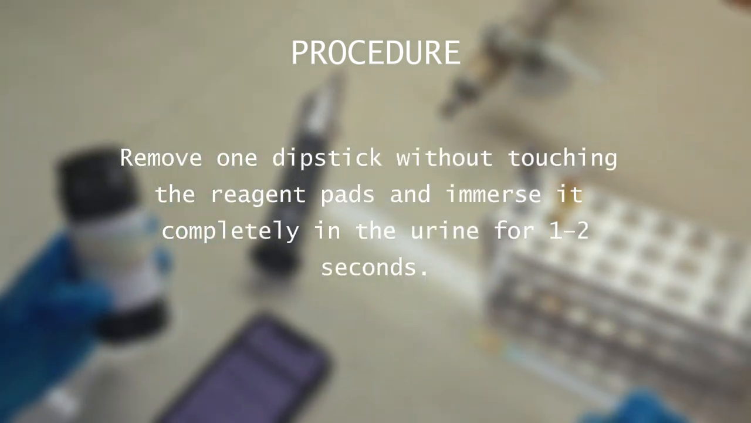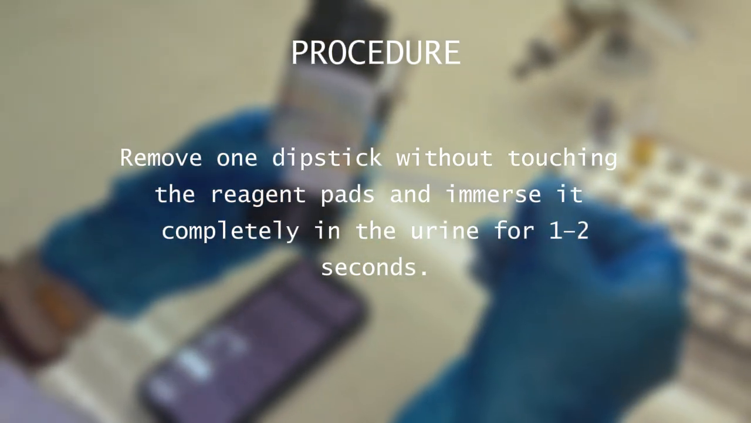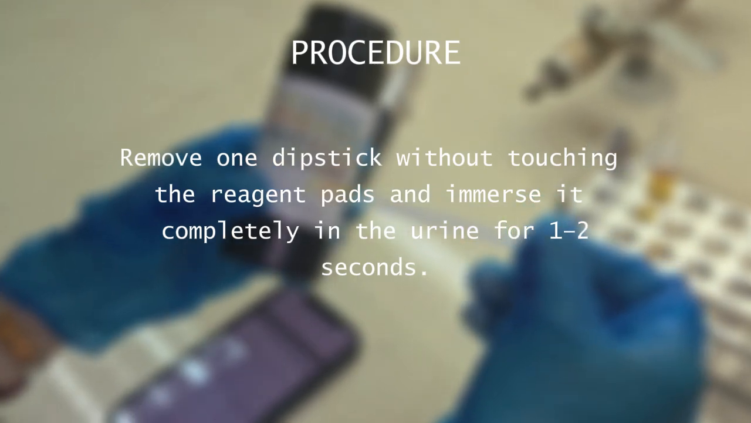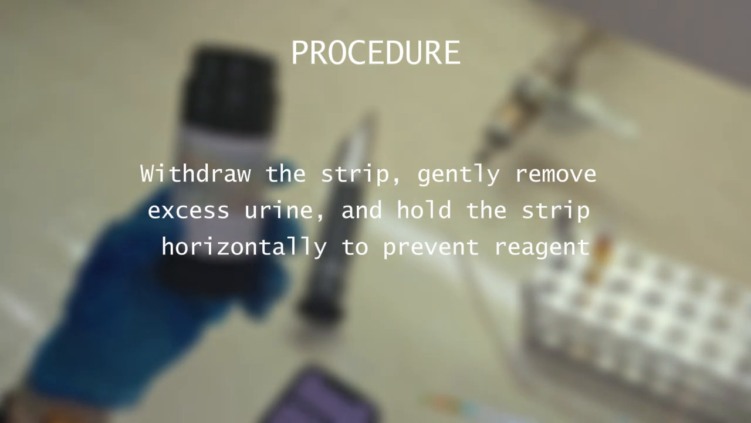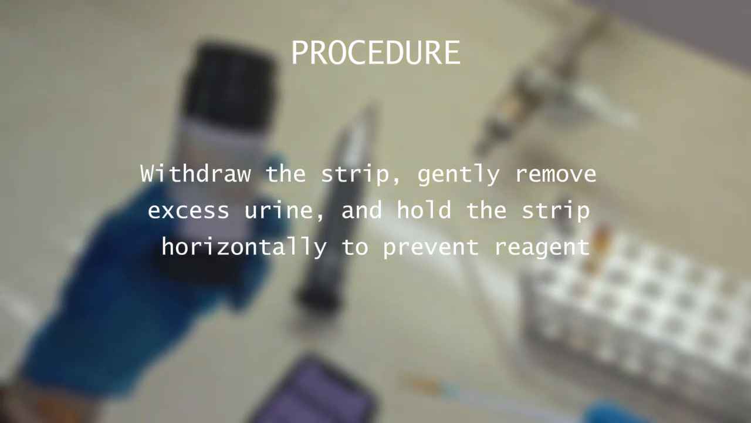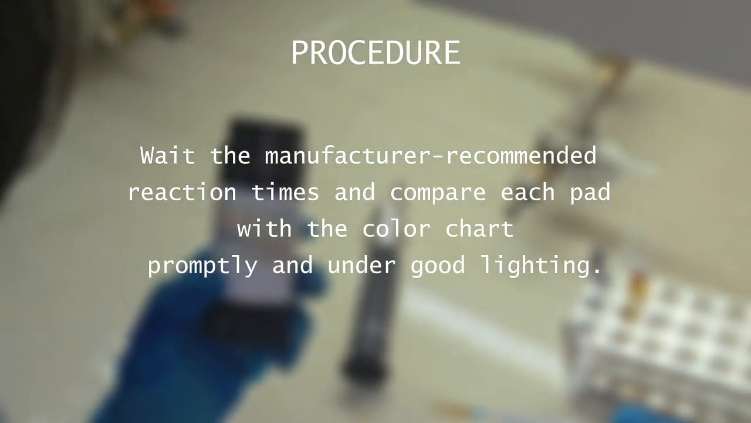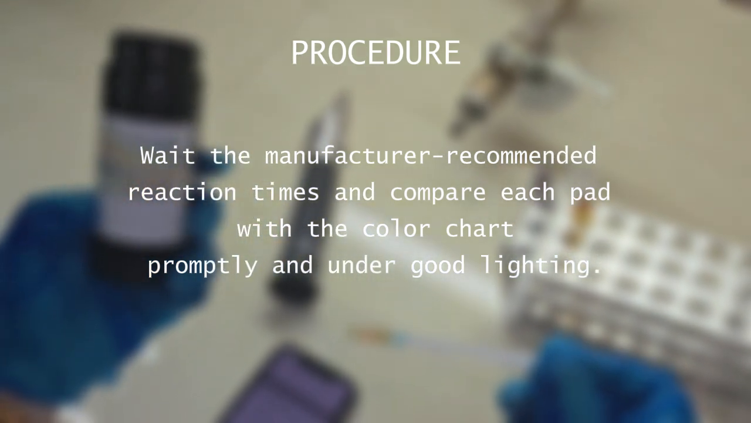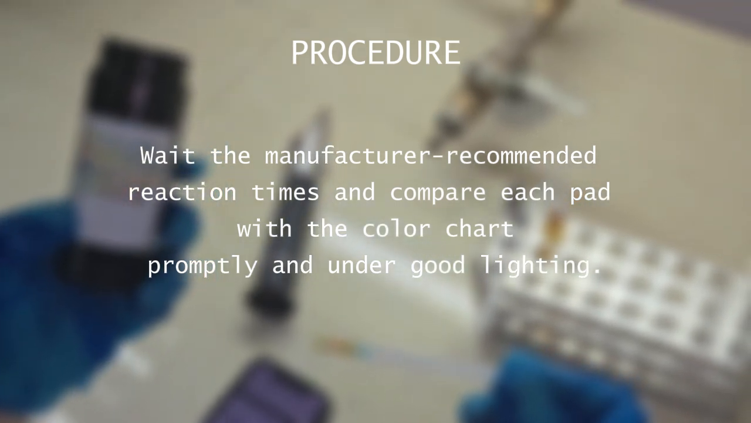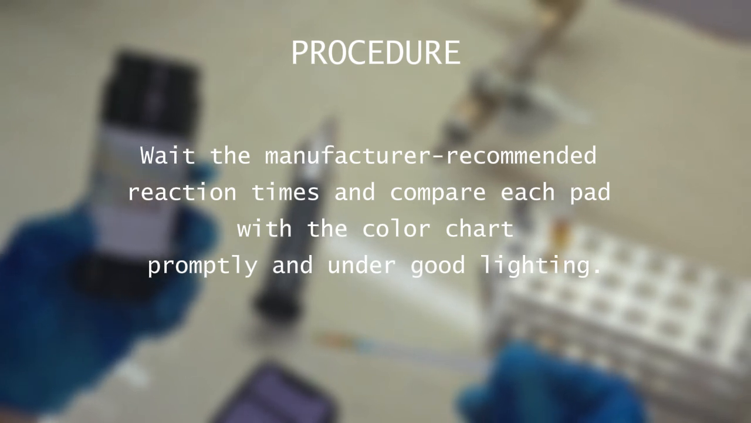Remove one dipstick without touching the reagent pads and immerse it completely in the urine for 1 to 2 seconds. Withdraw the strip, gently remove excess urine, and hold the strip horizontally to prevent reagent mixing between pads. Wait the manufacturer recommended reaction times and compare each pad with the color chart promptly and under good lighting. In this case it is 30 to 60 seconds.